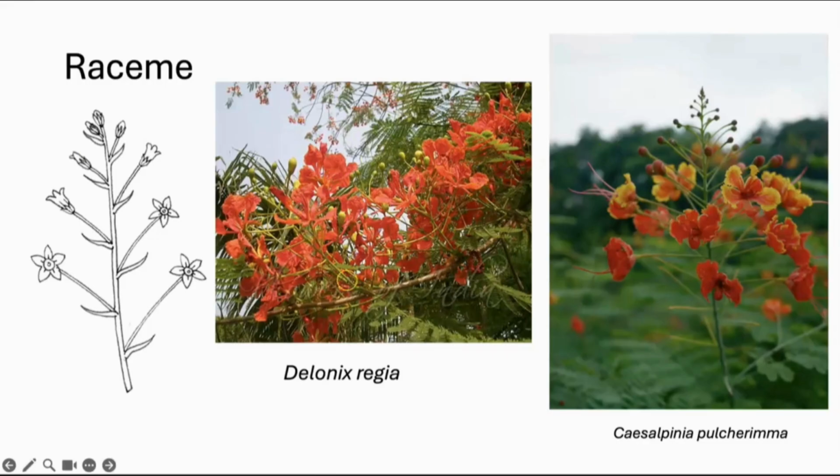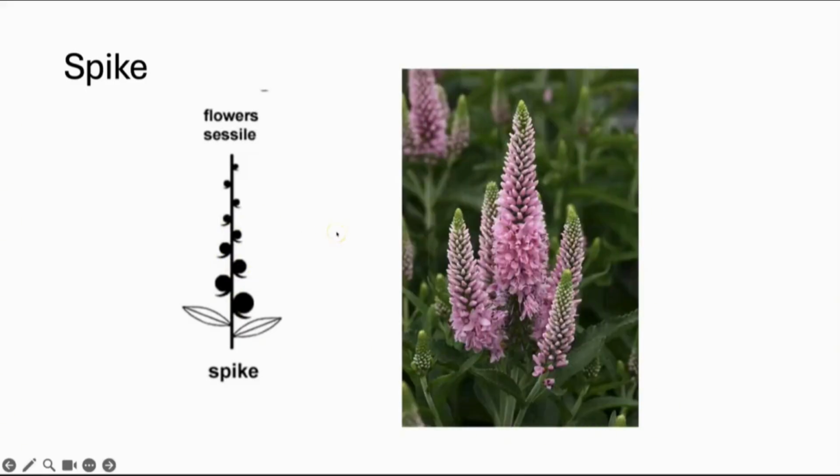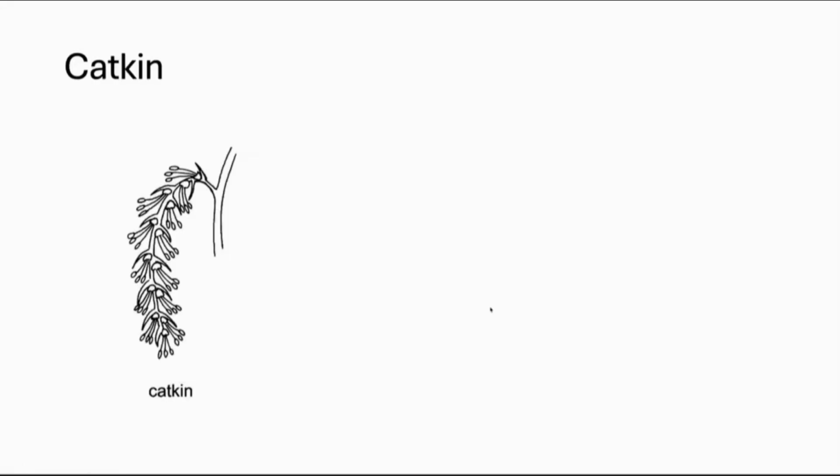So when you see this type of inflorescence, it comes under raceme type of inflorescence. Next one is spike. It is also similar to raceme inflorescence. The difference is here you cannot see the stem of the flower. So it is sessile, it is directly attached with the main axis. For example, you can see here Veronica longifolia. You cannot see the stem of the flower, it is directly attached to the main axis. So this kind we call as spike inflorescence.